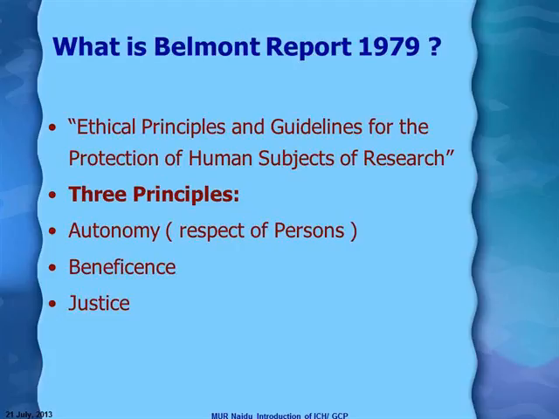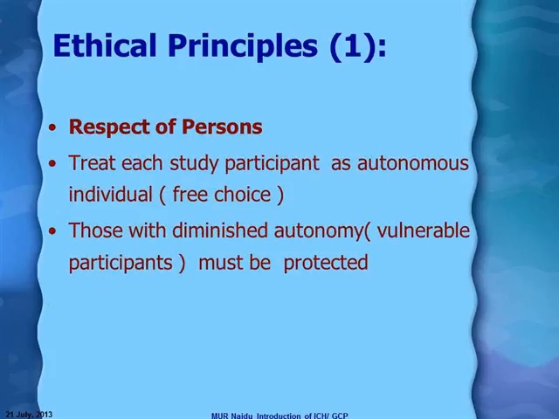Number one is autonomy, that is the respect for the person who is participating in the clinical trial. Second is beneficence, and the third is justice. The first ethical principle of the Belmont report is respect for the clinical trial participant. During the study, each participant should be considered as an autonomous individual and he or she will have free choice to participate or not to participate in a particular clinical trial.